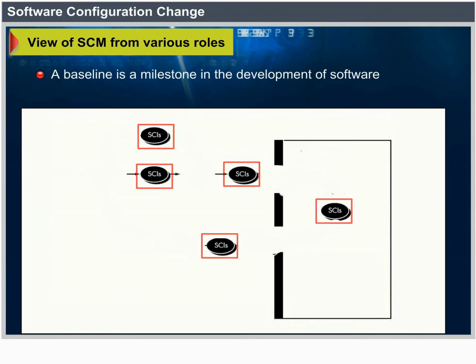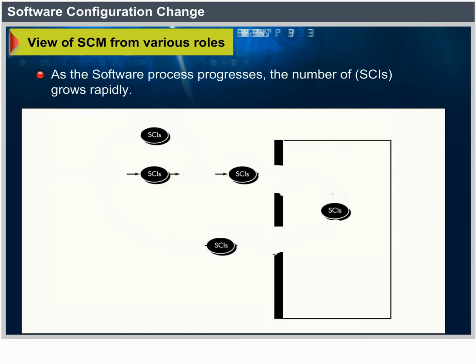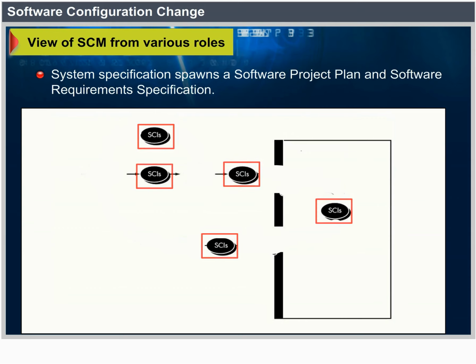Software configuration item, SCI, is information that is created as part of the software engineering process. As the software process progresses, the number of SCIs grows rapidly. System specification spawns a software project plan and software requirement specification.